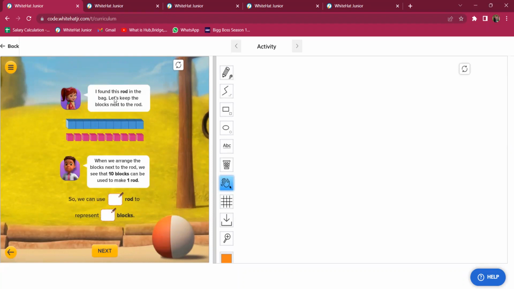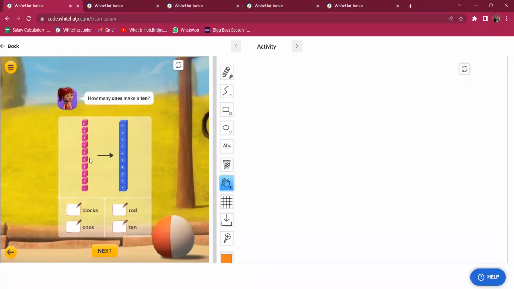I found this rod in the bag. Let's keep the blocks next to the rod. When we see both here and here, can we compare them? Here, one rod has 10 blocks, and here also 10 blocks. So we can arrange the blocks next to the rod. We see that 10 blocks can be used to make one rod. So one rod represents 10 blocks. This is one rod, and here we have 10 blocks, right? Let's go to the next question.